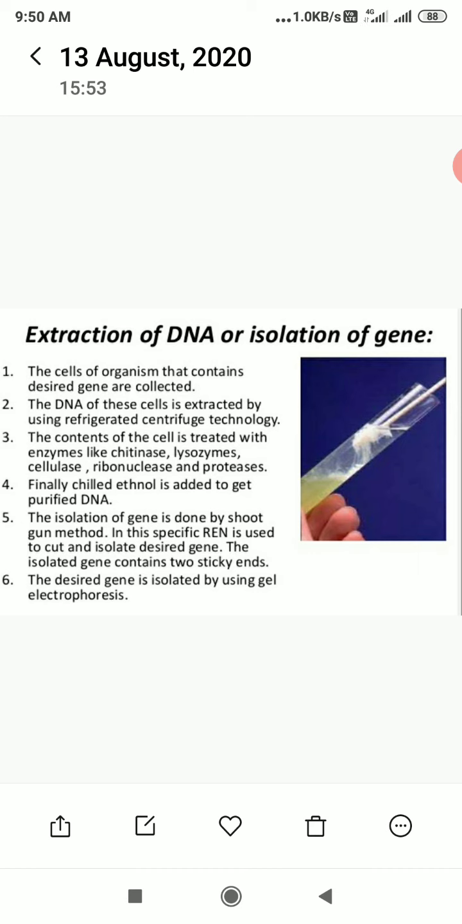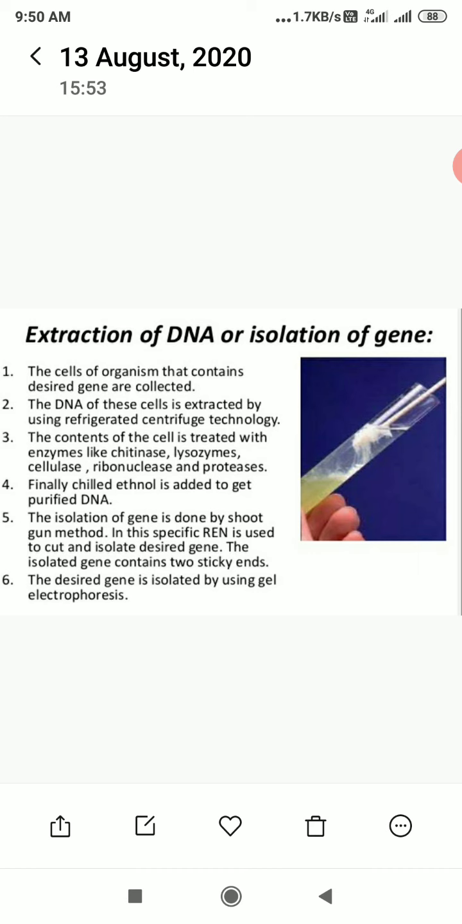Now, how will the extraction of DNA or isolation of the desired gene take place? The cells of organisms that contain the desired genes are collected. The DNA of these cells is extracted by using refrigerated centrifugation technology. The content of the cells is treated with enzymes like chitinase, lysozyme, cellulase, ribonuclease and proteases, because it contains a large number of impurities in the form of RNA, lipids, etc. Finally, chilled ethanol is added to purify the DNA.